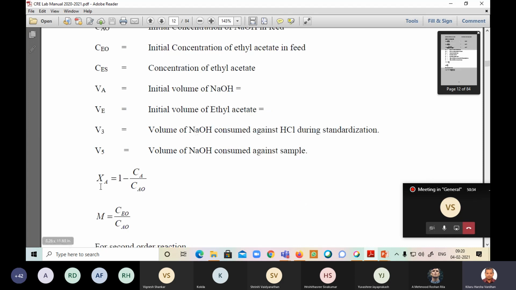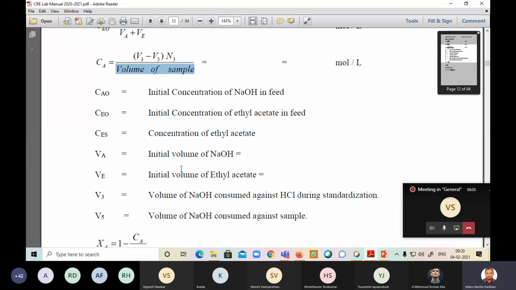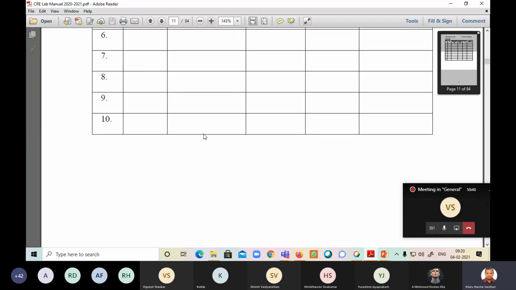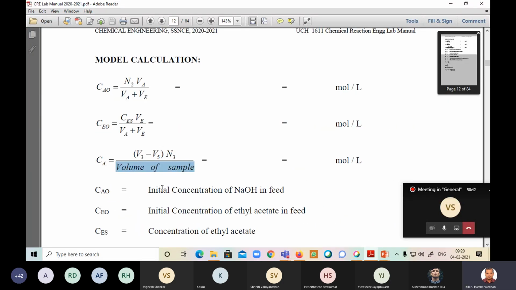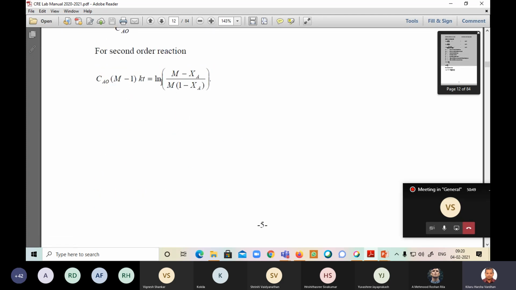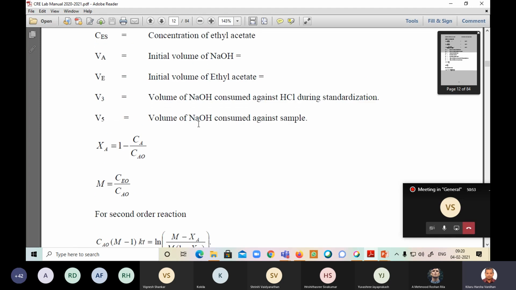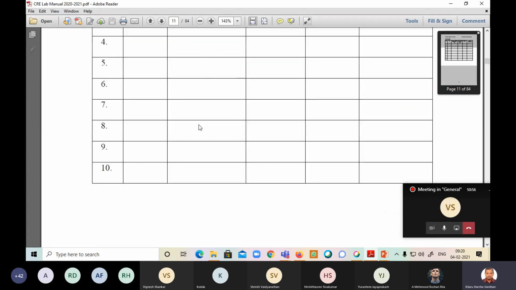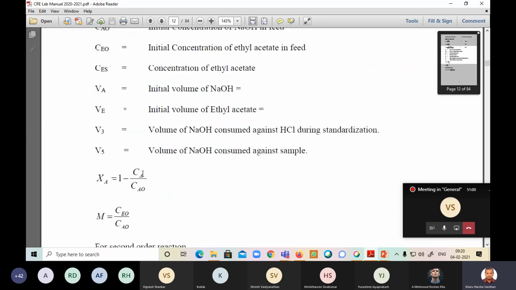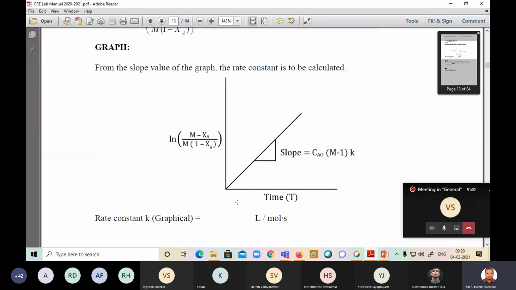Any doubt? The rest of the thing is same. XA is 1 minus CA by CA0. You calculate CA for different values of this. Then CA0 is constant. CA by CA0, you can calculate. Then substitute in this and then draw a graph between this versus T. T is nothing but different time. You already have different times here. Then the slope, you have to get a straight line like this.